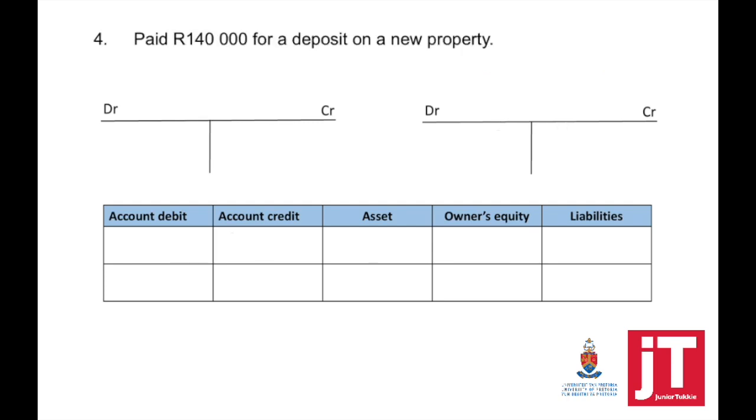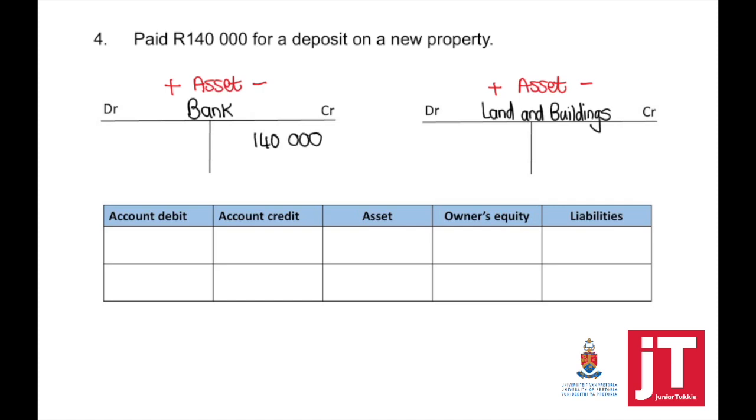Transaction number 4. Paid 140,000 for deposit on a new property. This means that we've made a payment, and if we make a payment, bank will always be involved. Now we need to identify for what reason we made a payment. So we've purchased a new property. This will be shown as land and buildings. Both are classified as an asset, which means it will increase on the debit side and decrease on the credit side. If money goes out of our bank account, bank is credited. It means that your assets will decrease. For every credit, there's a debit. We apply the double entry principle.